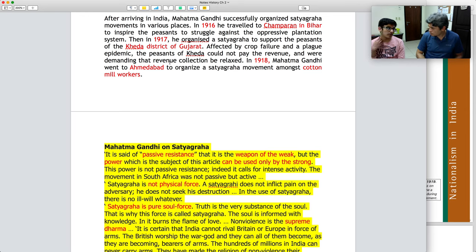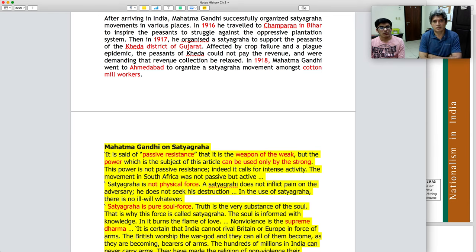So when Gandhiji came, a lot of peasants called him to Champaran, and he saw their plight, and that's where he first, again, like it says, inspired the peasants to struggle against the oppressive plantation system. So that's sort of the backstory for that.